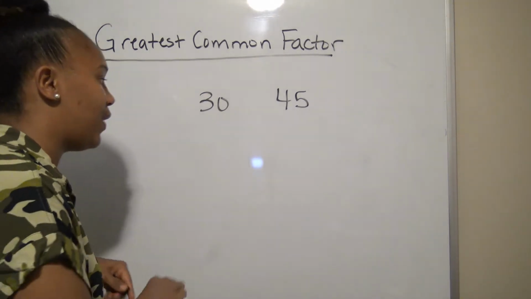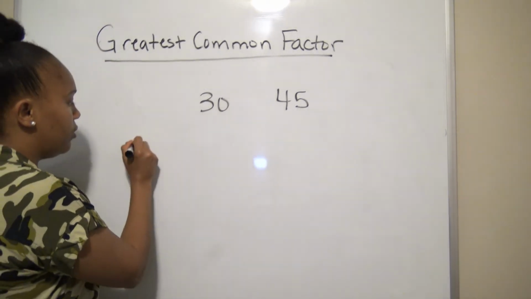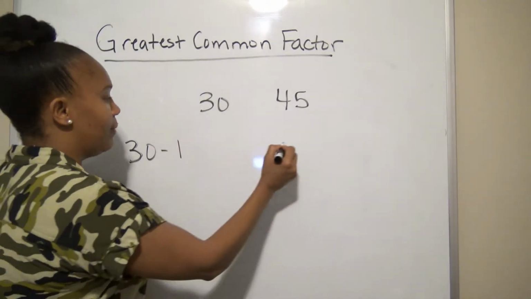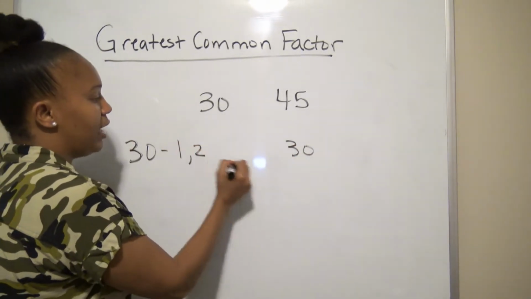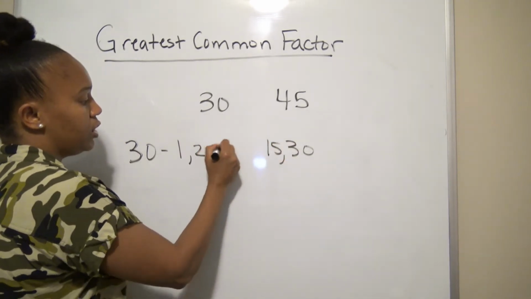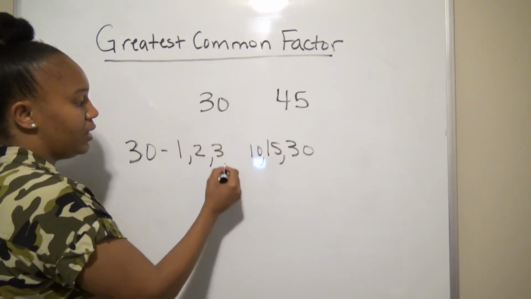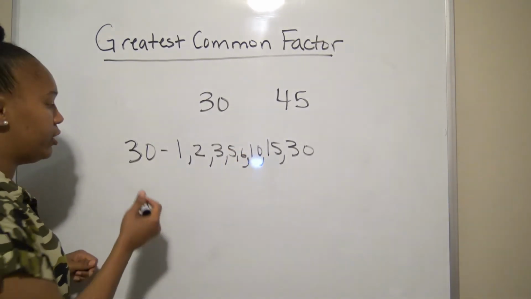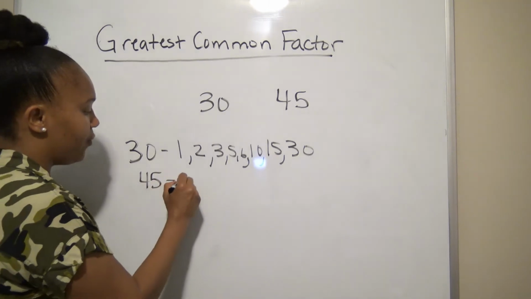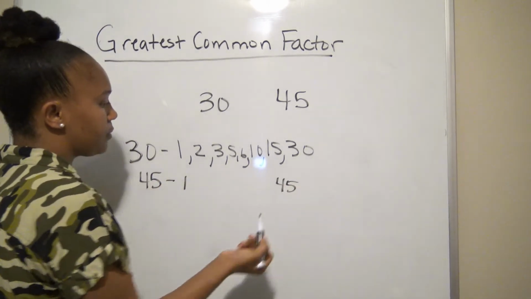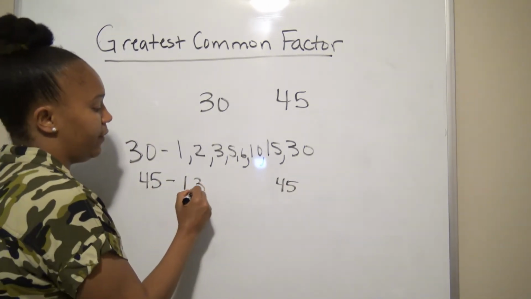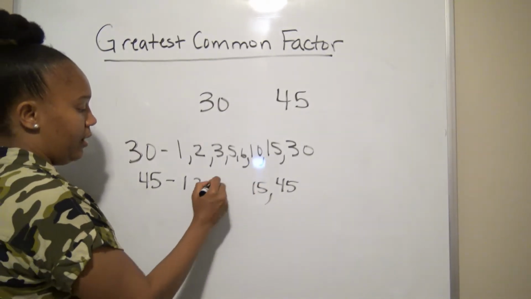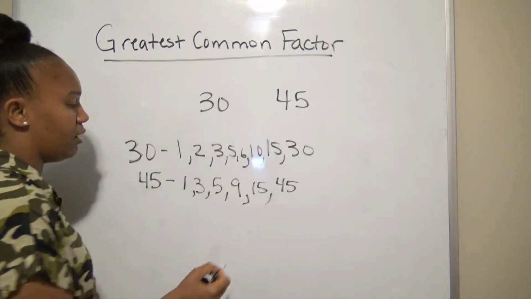You can list all the factors of 30. So I could say things that multiply to give me 30. 1 times 30, 2 times 15, 3 times 10, and 5 times 6. Those are all the factors of 30. And then what are things that multiply to give me 45? 1 and 45, and 2 doesn't go in there. 3 and 15, and then the next number would be 5 and 9. Those are all the factors of 45.